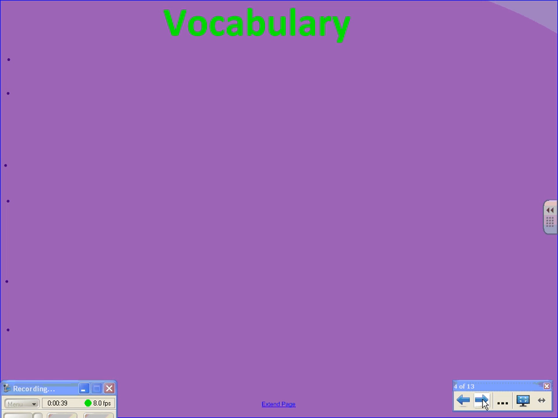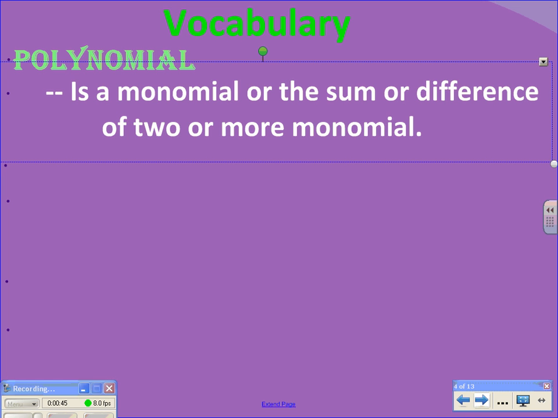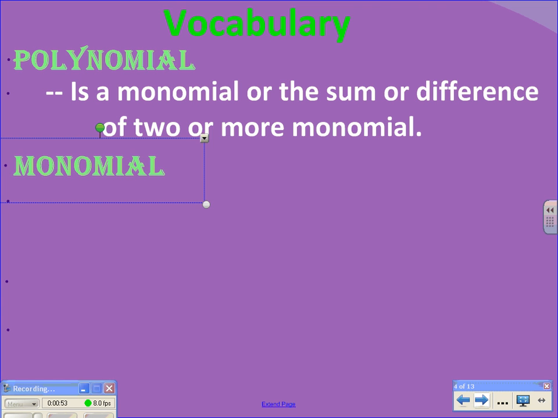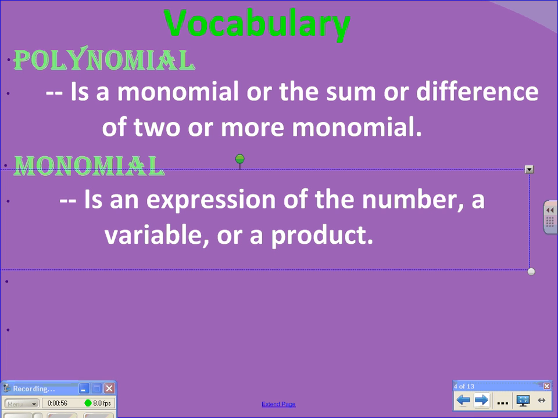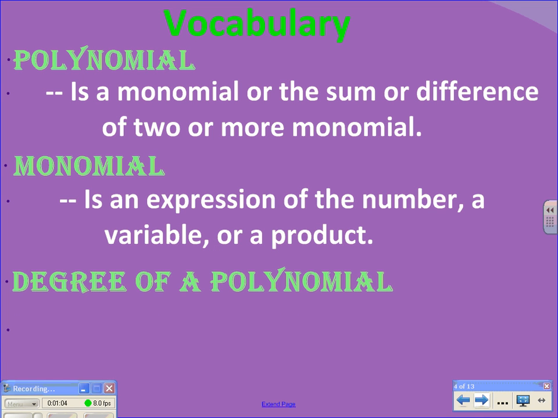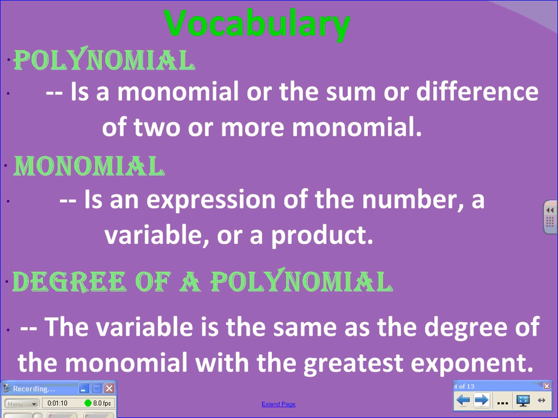Vocabulary: Polynomial is a monomial or the sum or difference of two or more monomials. Nomial: it is an expression of a number or variable or a product. Degree of polynomial: the sum is the degree of the monomial with the greatest exponent.